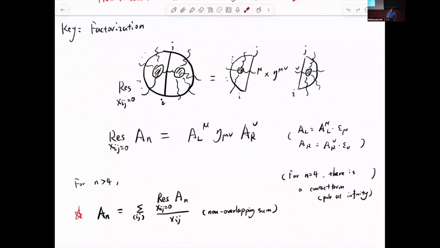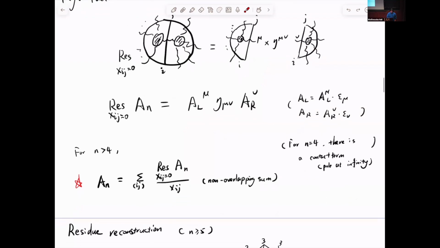But here, differing from the scalar story you are familiar with, we need to introduce the tensor product, not a simple product, because we need to replace the epsilon mu with a matrix. So if we already know all the residues of the scattering amplitude, we can use those residues to reconstruct the n-point amplitude by just summing over them without any overlapping terms. But for n = 4 points, there is still a contact term, corresponding to the pole at infinity.